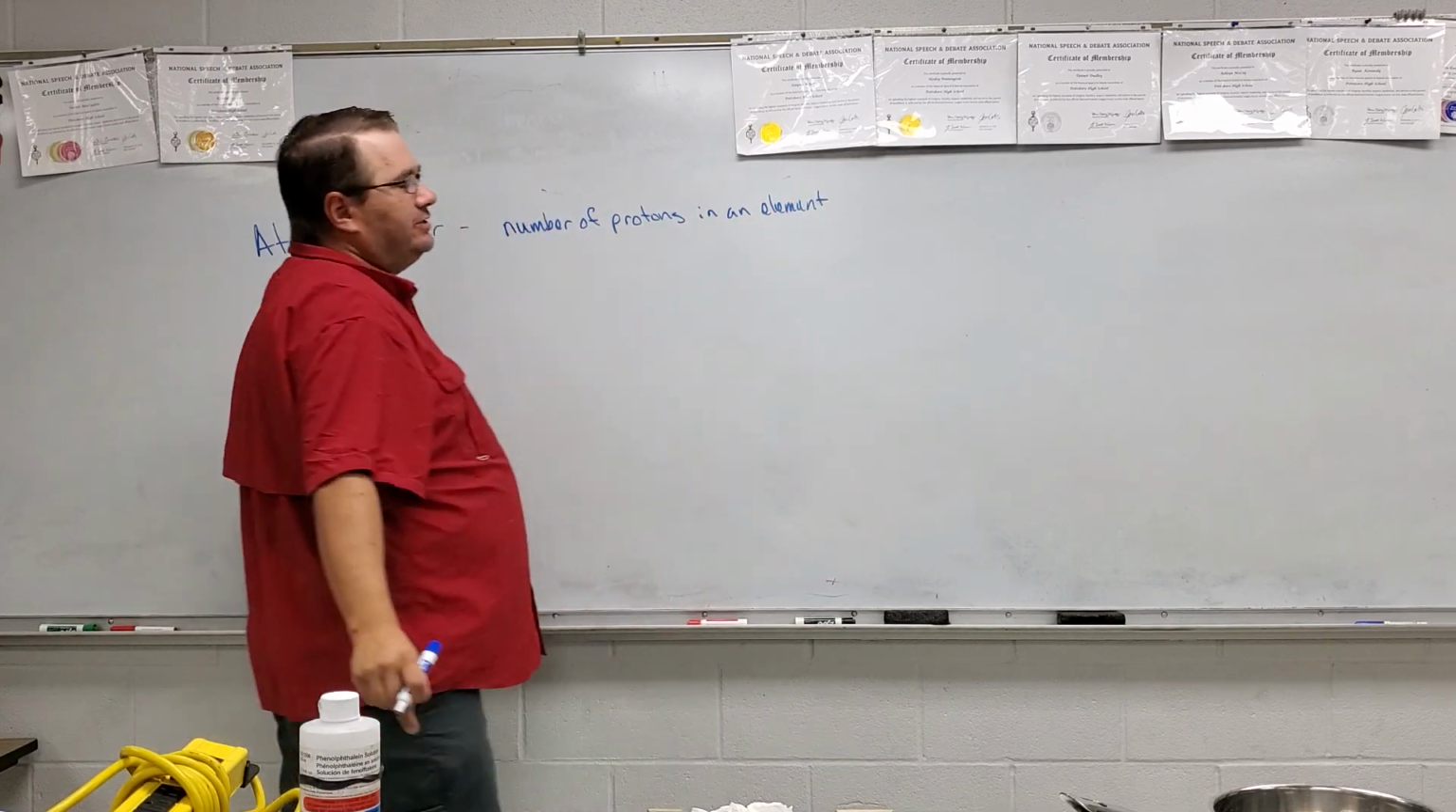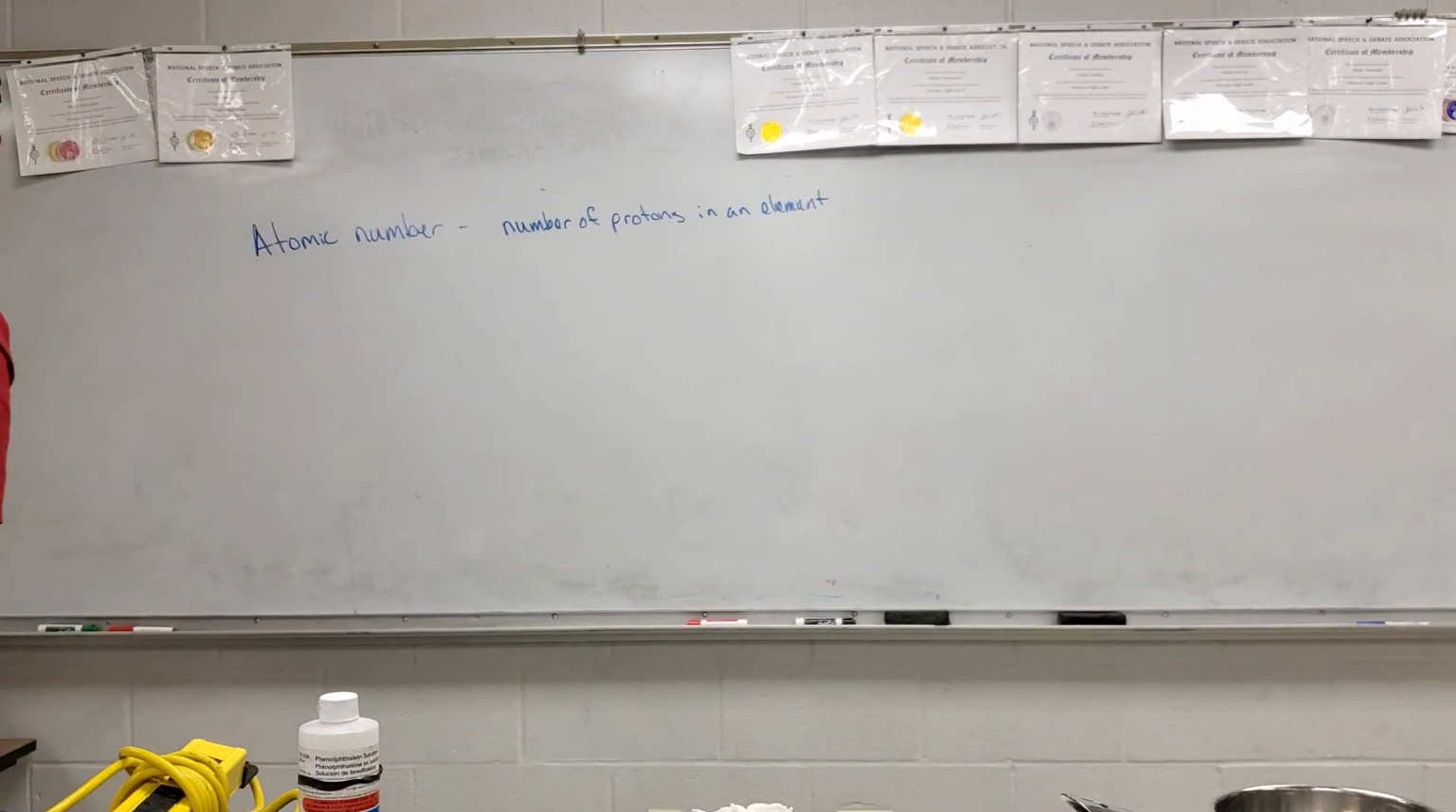The atomic number defines the atom. So all atoms that have 6 protons are carbon. All that have 7 are nitrogen. 8 are oxygen. 92 are uranium. So it defines what it is, by the number of protons. And that's the atomic number. The periodic table is in order by atomic number.